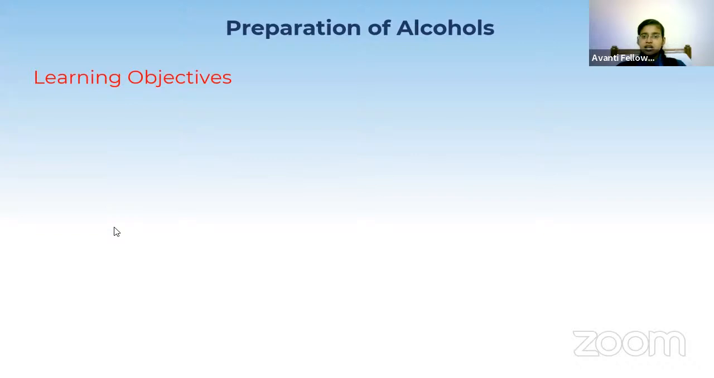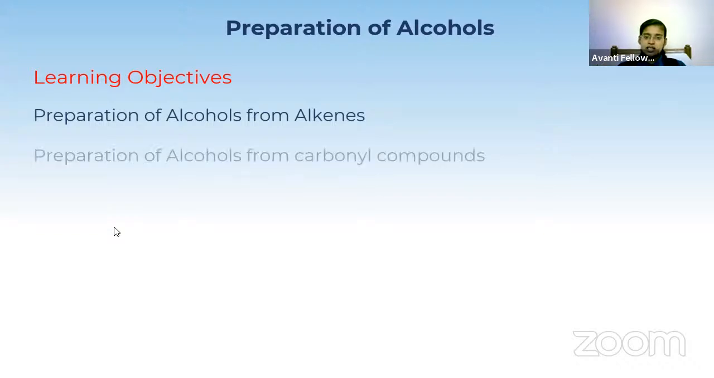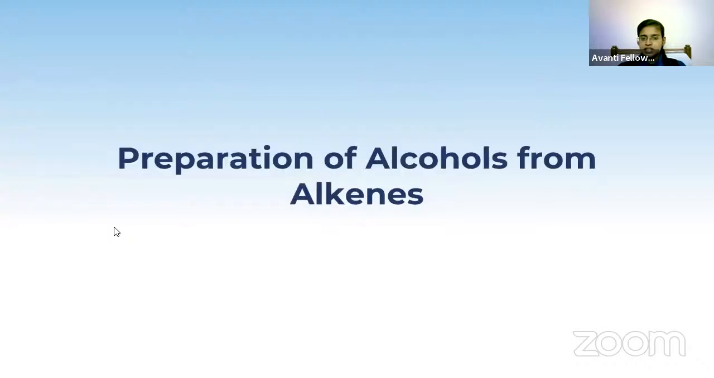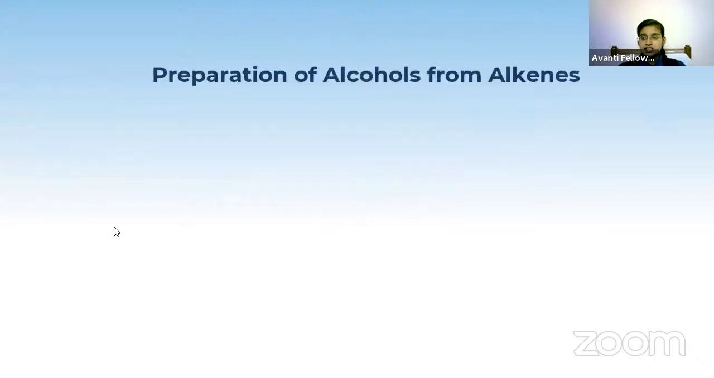So here we are going to prepare the alcohols. We can prepare the alcohols from different compounds. The first is the preparation of alcohol from alkenes. Second is from carbonyl compounds. Third is from Grignard reagent. So we are going to take these three compounds and prepare the alcohols from them. Got it? So let's go ahead with the first, which is the preparation of alcohol from alkenes.